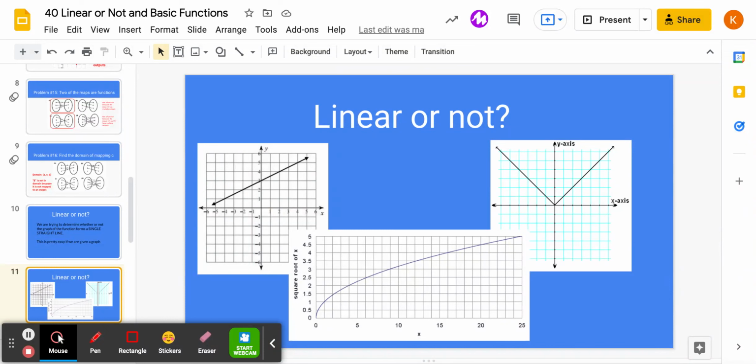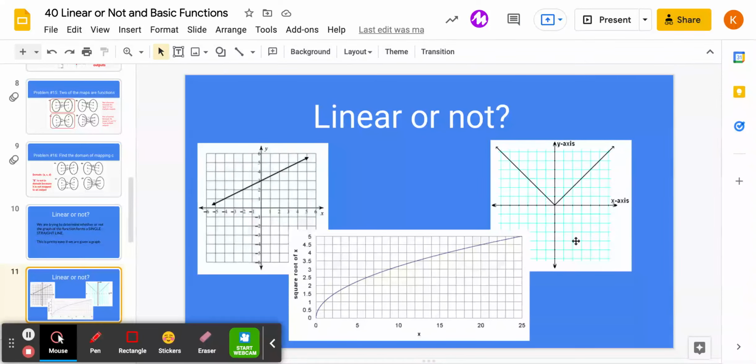Now let's change the question. Is this middle graph here a function? Well, if you take a look at it and you do a vertical line test, it will only intersect the graph at one point. Therefore, this would be a function.